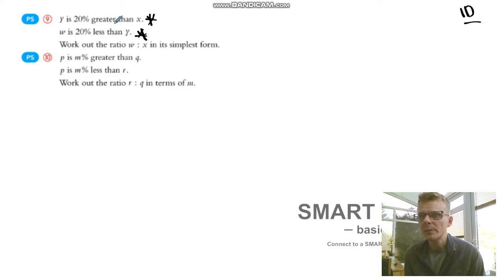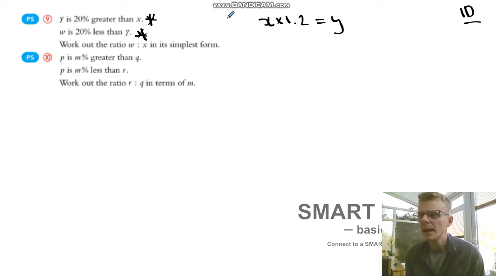So y is 20% greater than x. If I take x and increase it by 20%, I'll get y. To increase something by 20%, we'll use a decimal multiplier, so we'll multiply it by 1.2. So if I took x and multiplied it by 1.2, I would get the value of y.